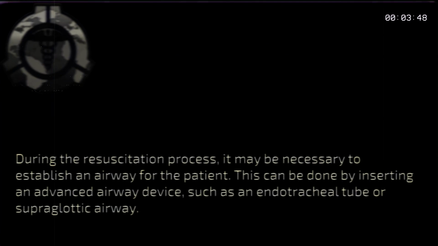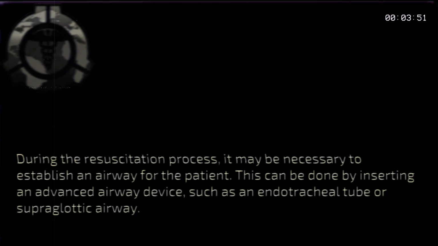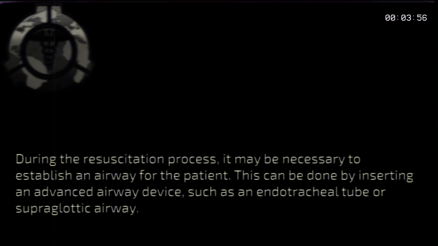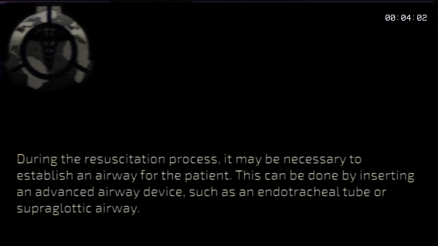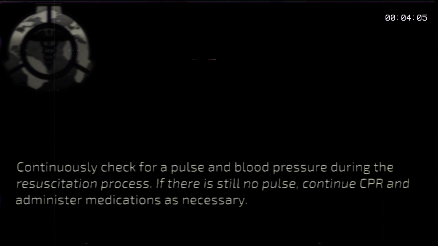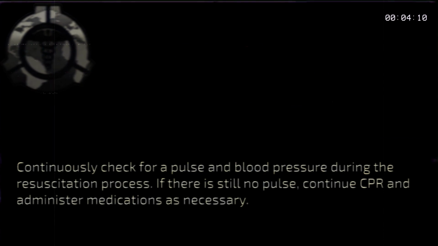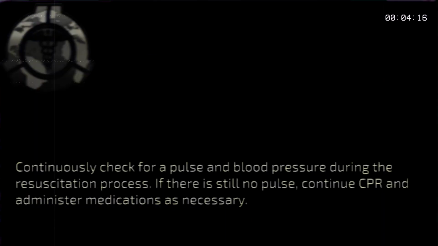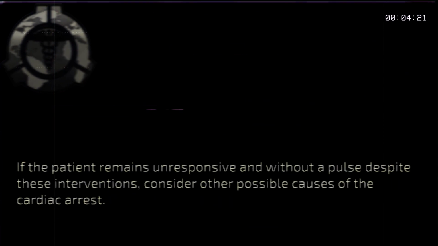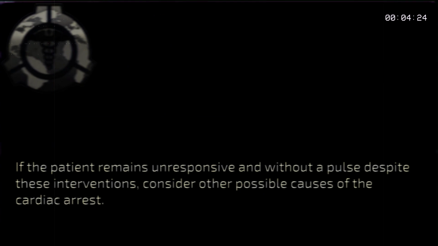During the resuscitation process, it may be necessary to establish an airway for the patient. This can be done by inserting an advanced airway device, such as an endotracheal tube or supraglottic airway. Continuously check for a pulse and blood pressure during the resuscitation process. If there is still no pulse, continue CPR and administer medications as necessary. If the patient remains unresponsive and without a pulse despite these interventions, consider other possible causes of the cardiac arrest.